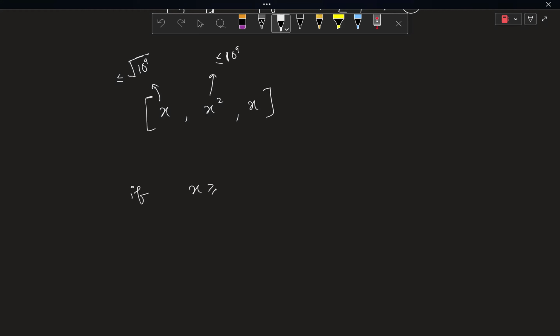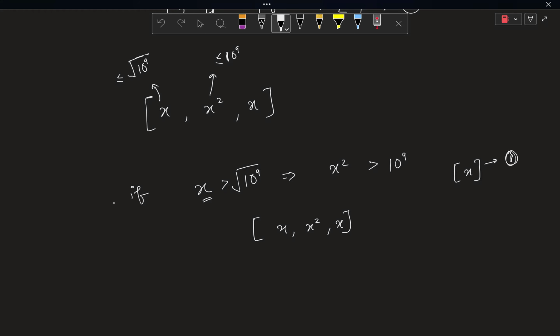But if x is greater than the square root of 10 raised to the power 9, then x squared would be greater than 10 raised to the power 9. So in that case, a subset like x, x squared, x would not be possible. There would be only one possible subset for that x, just that single element, which has length 1. That is obviously the minimum possible answer, because if there is any element present in the array, you can take that single element and have a subset of length 1 which follows the pattern.